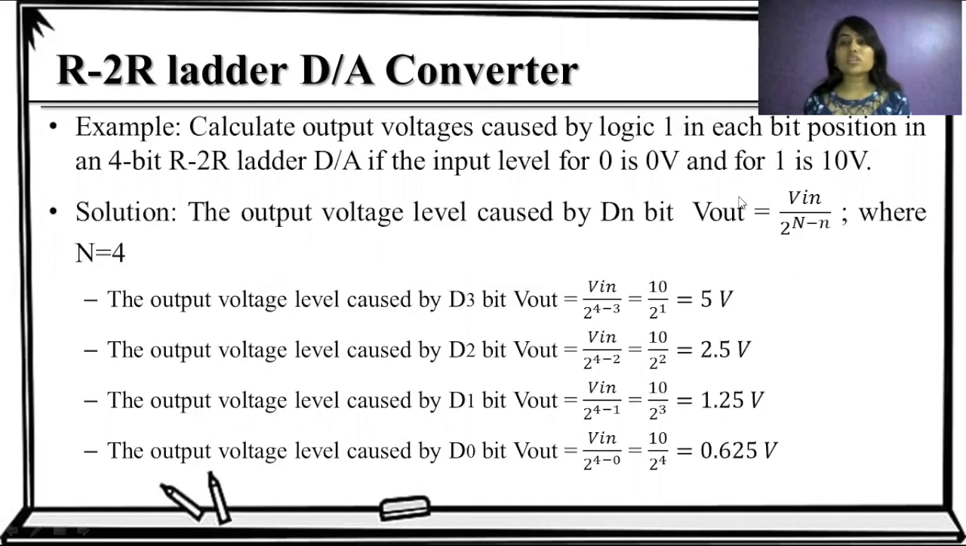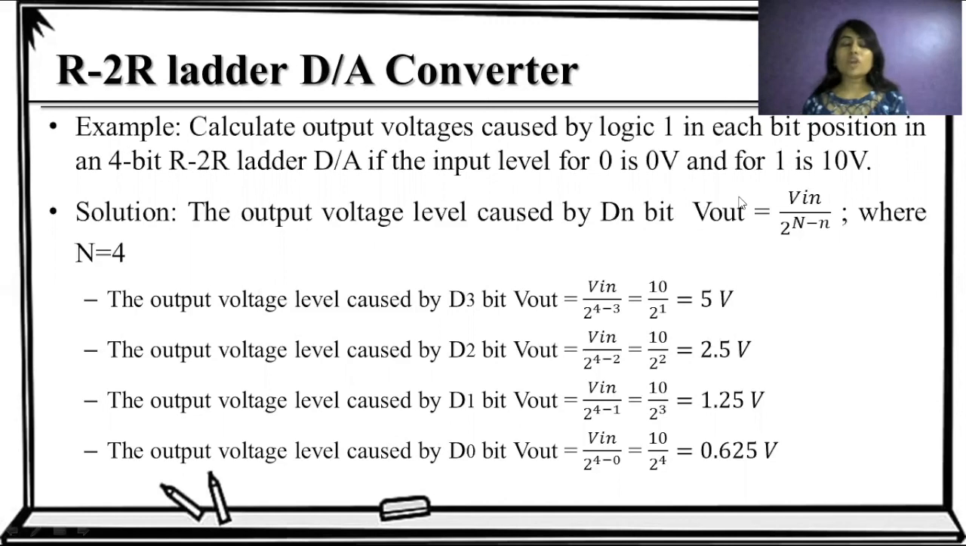Vout is equal to Vin divided by 2 raised to capital N minus small n, where capital N is basically the total number of bits and small n is the corresponding bit number. That means here for D3 we use small n as 3, for D2 we use small n as 2, and so on. So this is how we can calculate an analog value for corresponding binary bits.